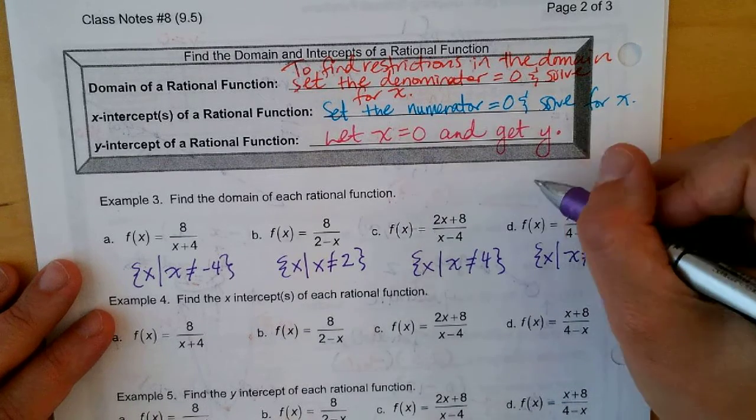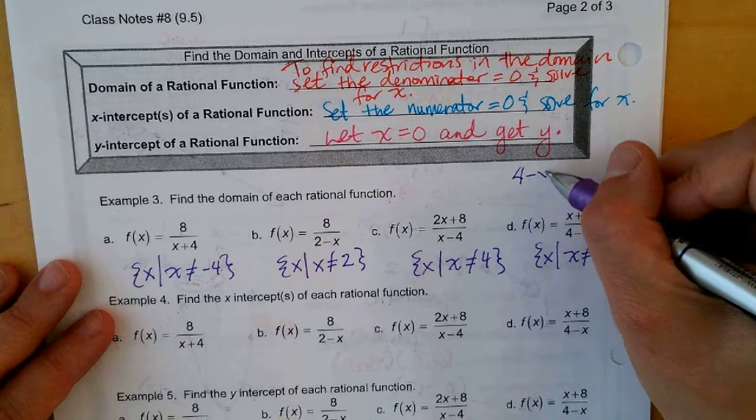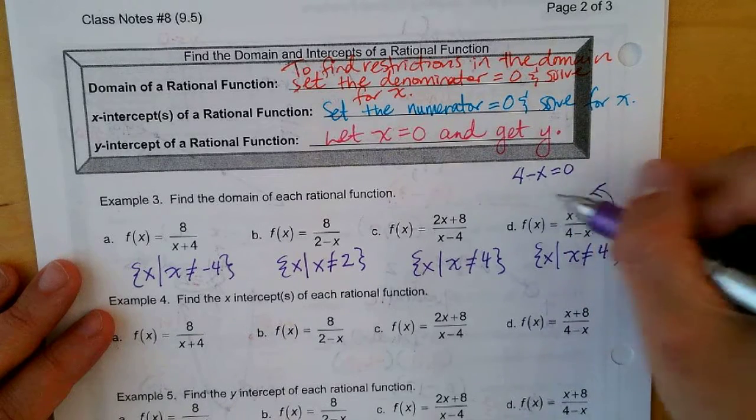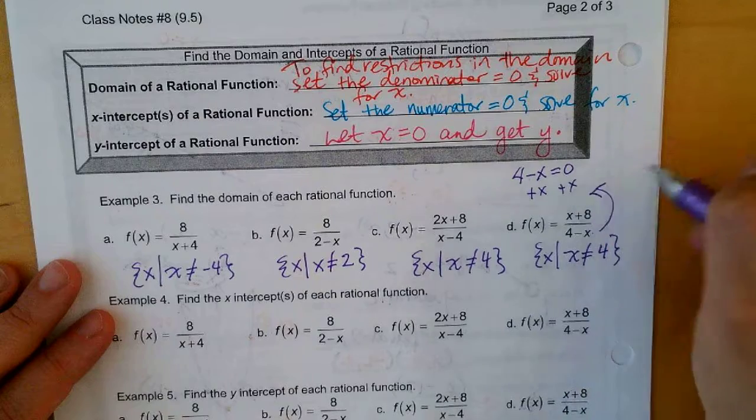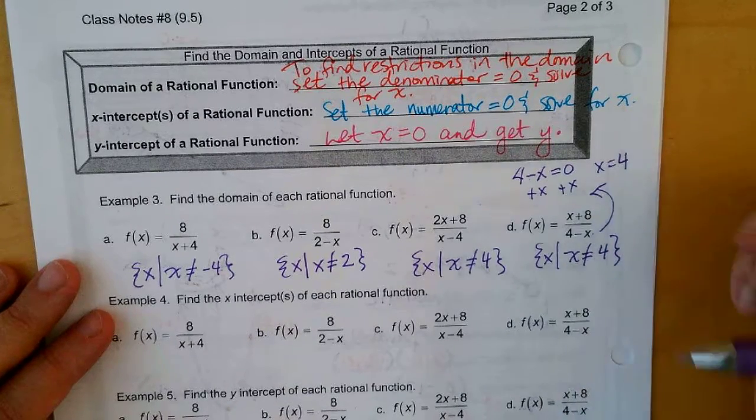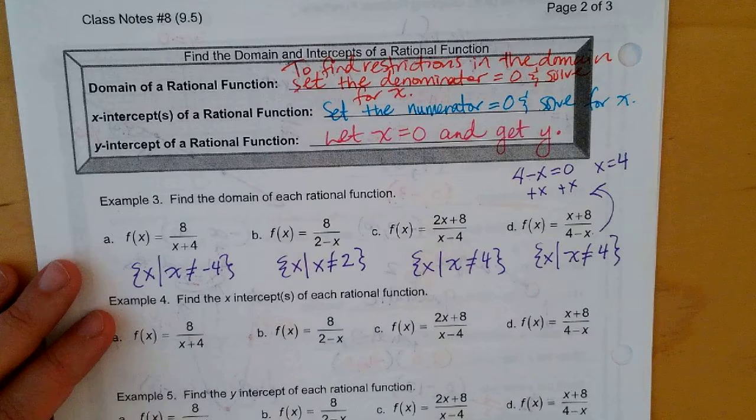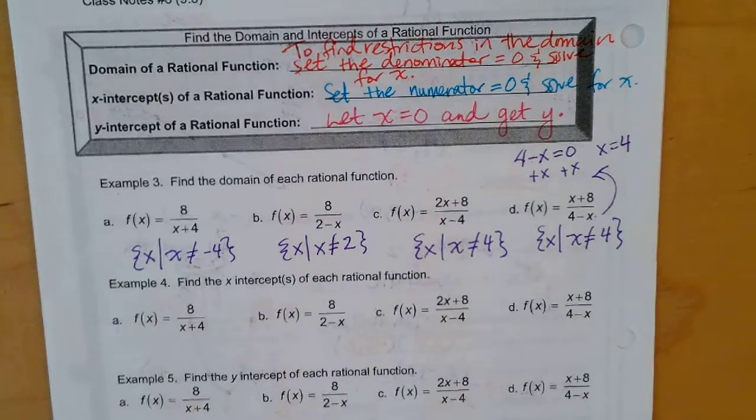Essentially, if you didn't know for sure what it was, like let's say it was more complicated than that, you could literally take 4 minus x equals 0, and then you could solve for x, get x by itself.